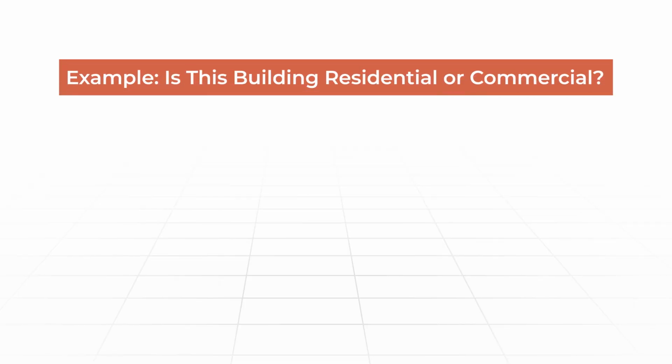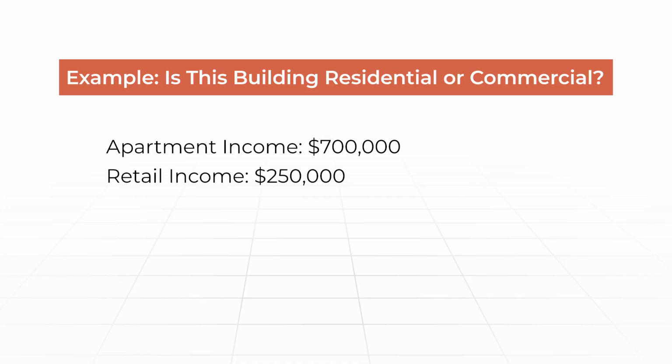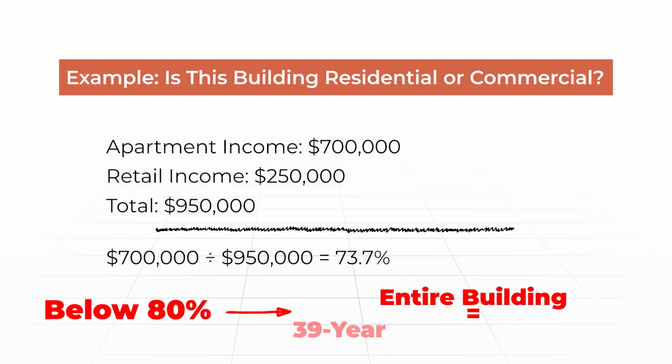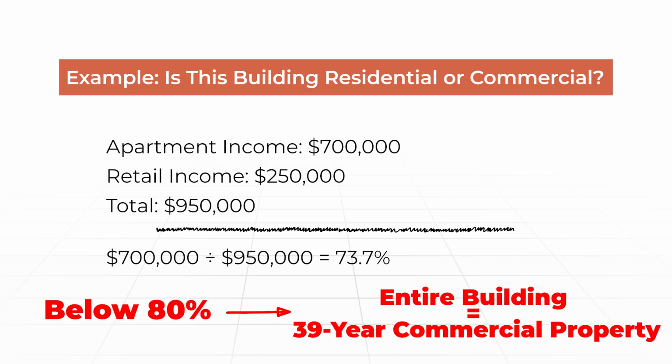So that means it does not matter how much of the square footage is commercial versus residential. It doesn't matter how many units there are. It is entirely dependent on income. So if you have, as an example, $700,000 of rental income from apartments annually and $250,000 a year of rental income from retail, then the residential income percentage is 74%. That is below the 80% threshold. Therefore, the IRS would require you to depreciate the entire building over 39 years.